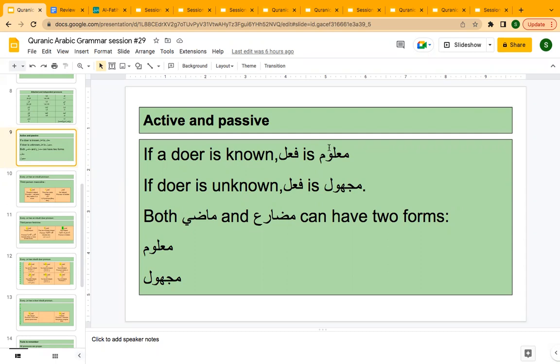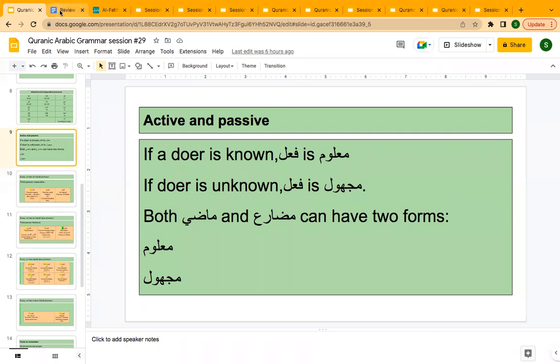He helped. Yes, this was a male who helped, right? The doer was known, my dear sisters. Nasara means he helped, so he is the doer. If I ask you the doer in Nasara, you are going to tell me it is "he" in the meaning of "he helped", and he is the doer in that word. So now think of it: will you call it Malum or not? Will you call it active or not? You will call it active, right?